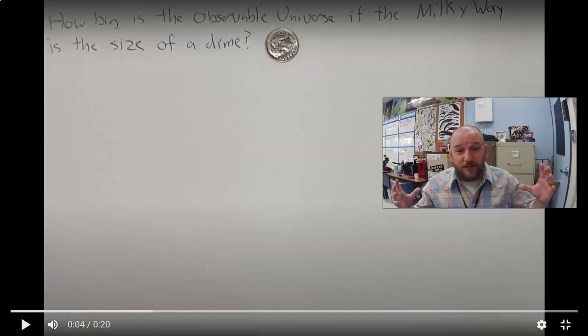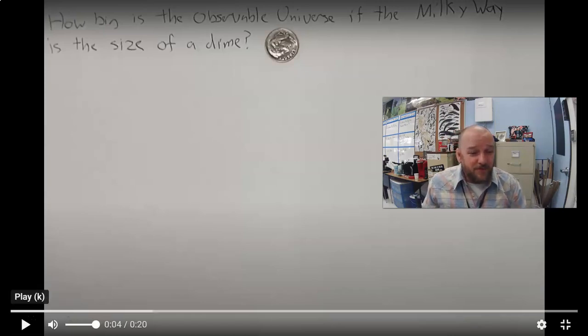We know the Milky Way is really big, and if we made a Milky Way completely out of salt, it would stretch from here halfway to the moon. But if we shrunk it all the way down to the size of a dime, how big would the observable universe be? And so what we did is we had to go ahead and look up these values.